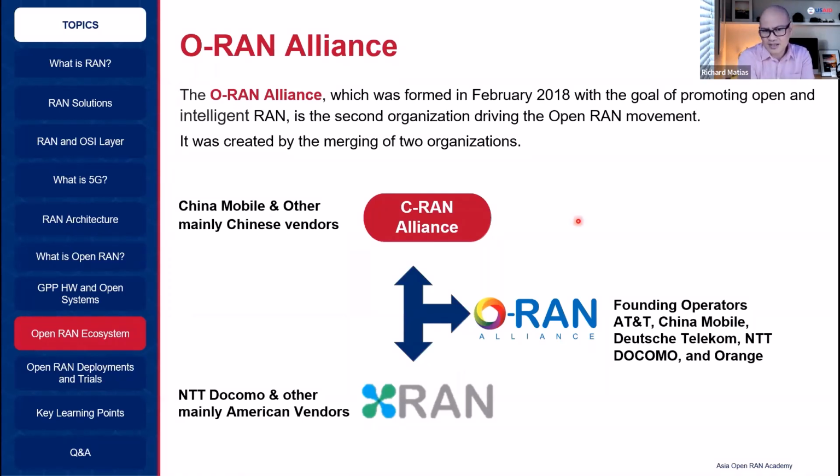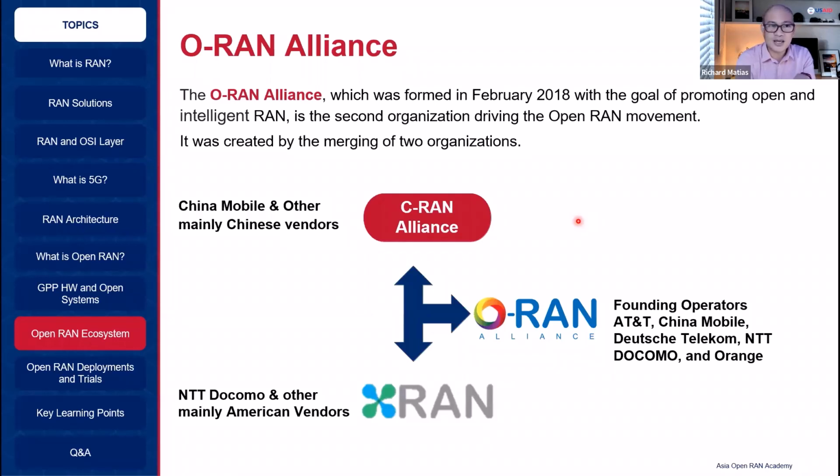Si ORAN Alliance was created by merging two organizations. Una, sila CRAN Alliance, which is headed by China Mobile and other mainly Chinese vendors. And then sa kabila naman, si XRAN. Kasama niya dito si NTT Docomo ng Japan and other mainly American vendors. So nung nag-merge sila, ito yung mga founding operators. So these are operators, no, founders. So mga operator ang mga nag-umpisa.